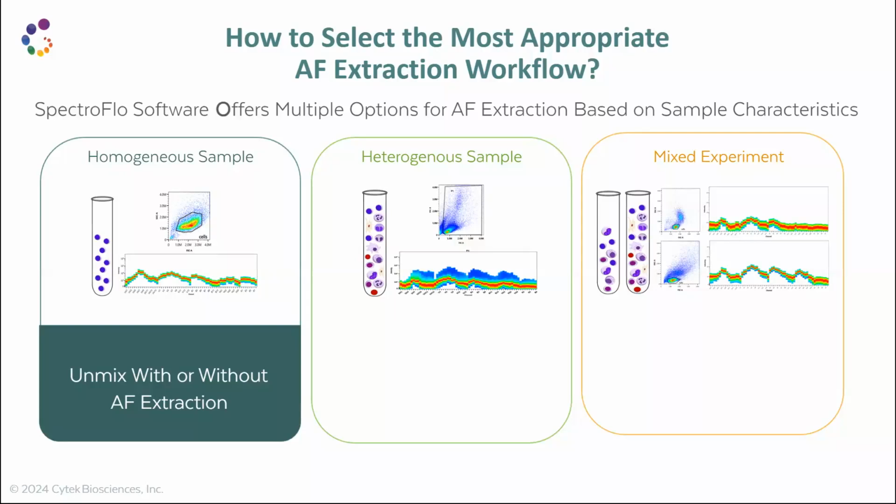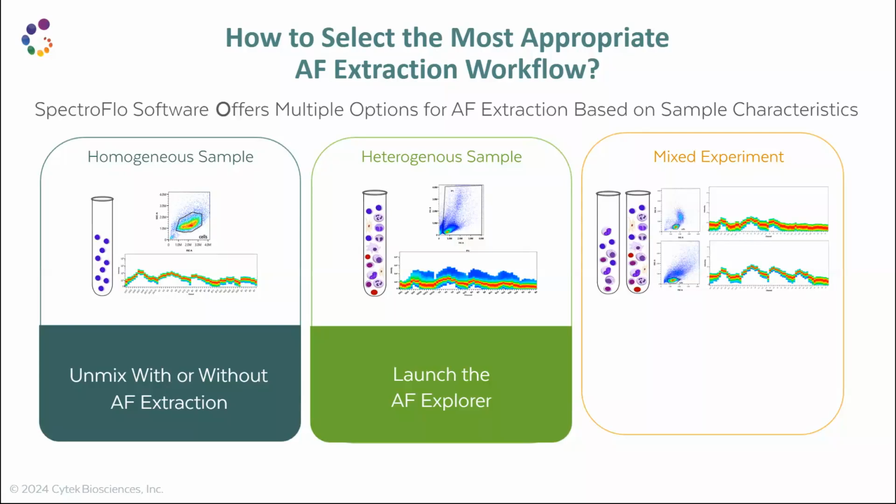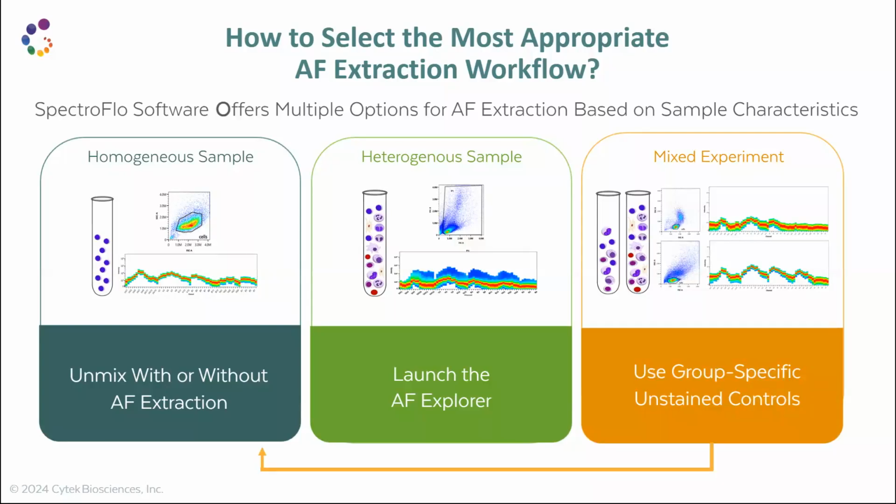If you have a heterogeneous, more complex sample, you will launch something that we call the Autofluorescence Explorer. The Autofluorescence Explorer will allow you to identify the different subsets that are there in terms of autofluorescence and then incorporate them into the unmixing for a separate extraction per population. And finally, if you have a mixed experiment, we allow you to create specific unstained group controls per group so the extraction can be done separately.